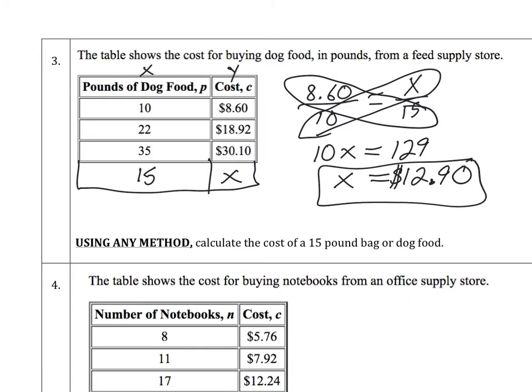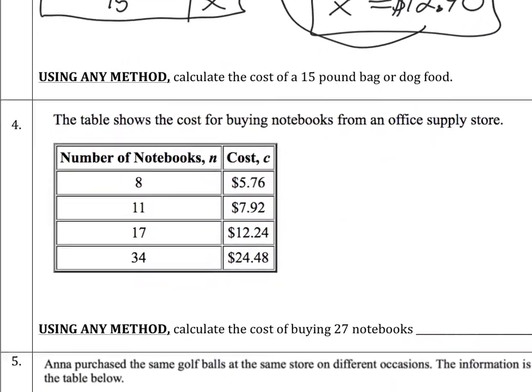Now, you can check in the table. Our 15 pounds falls between 10 and 22-pound bags, right? So if I look at the prices of the 10-pound bag and the 22-pound bag, does my value fall somewhere in between there? If not, then I did something wrong. But you can see that it does indeed fall in between there. So you can check your answer afterwards to make sure you did the process right.